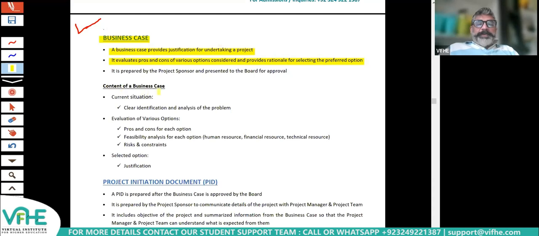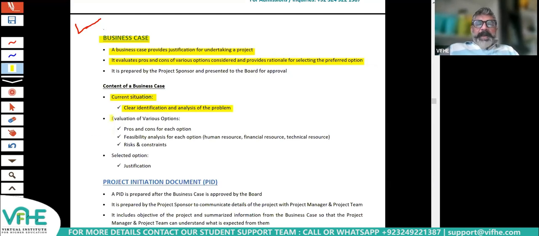So what are the contents of a business case? It will start with the current situation. Current situation means a clear identification and analysis of the problem. I will start by saying, listen guys, our current accounting systems are outdated. These are the problems we are facing. These are the reports we are not able to generate. It is causing too much manual work. We require too many employees because of system limitations. So in one slide, I will explain the problem and justify that we need a new system.